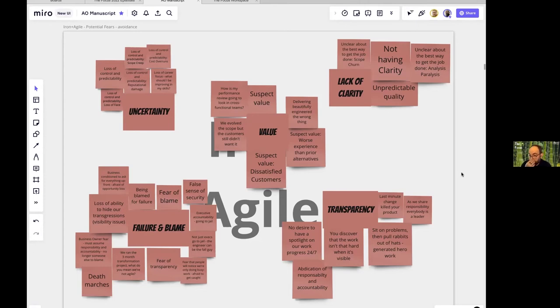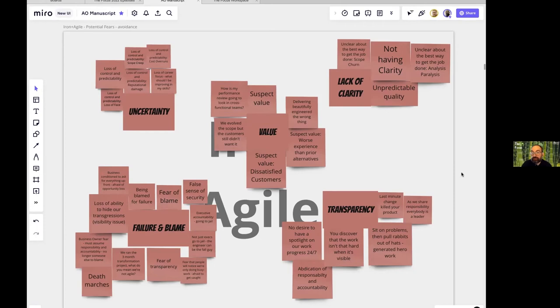Now, because we have so many more organizations that rely on software these days, this uncertainty about whether I'm going to get any value out of what I'm putting into this software system or not becomes less and less desirable, right? There's also a lot of fear around value.